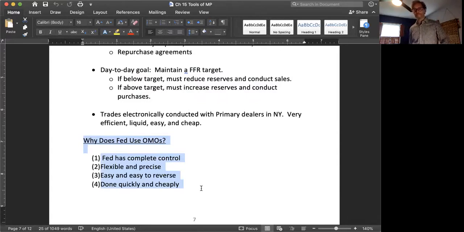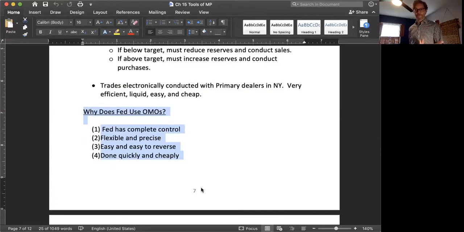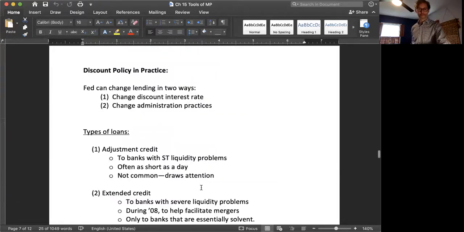So while in theory the Fed could buy or sell anything, in practice, T-bills are the perfect thing for the Fed to buy and sell. And that's why this is the primary way that they control the money supply.